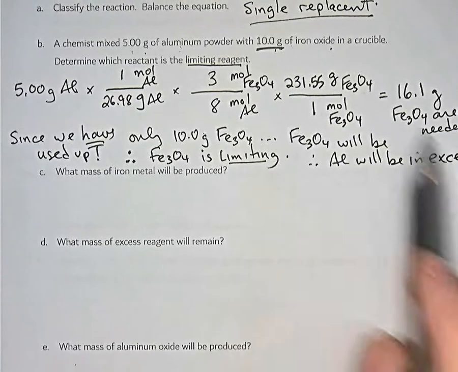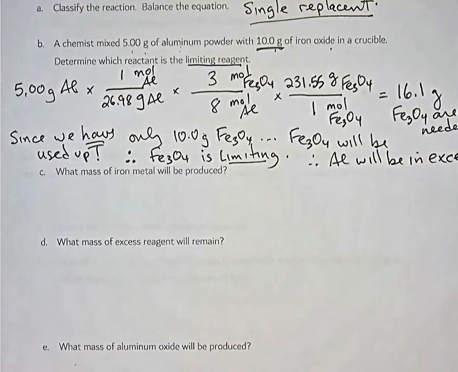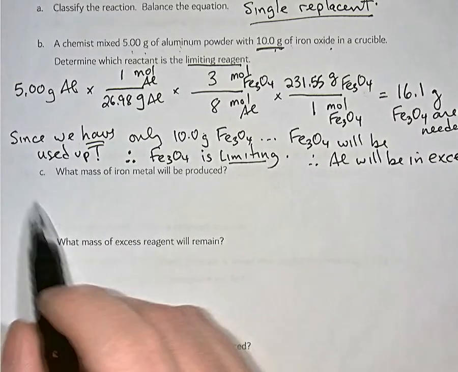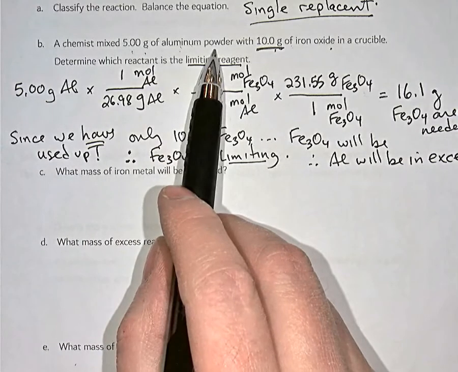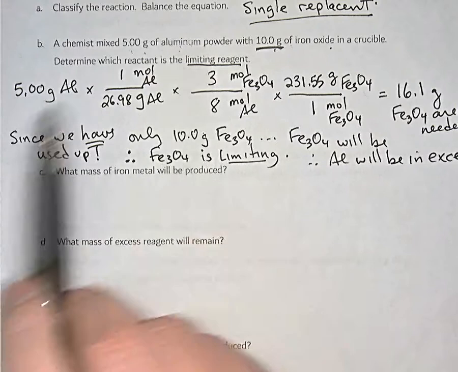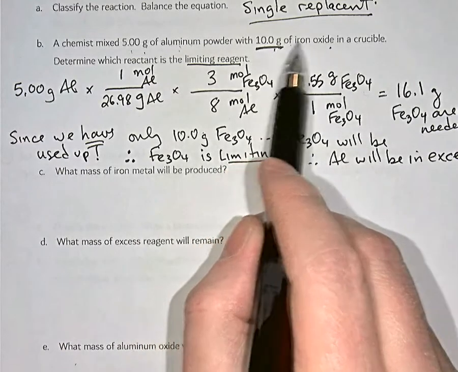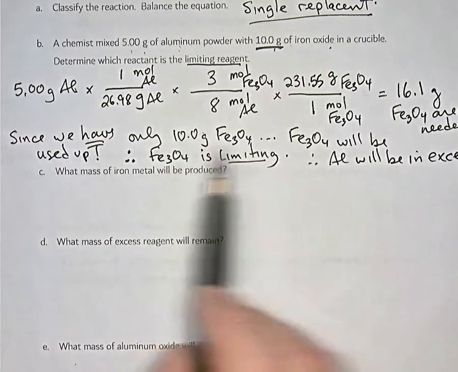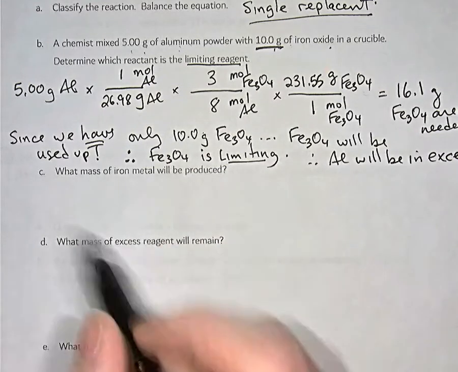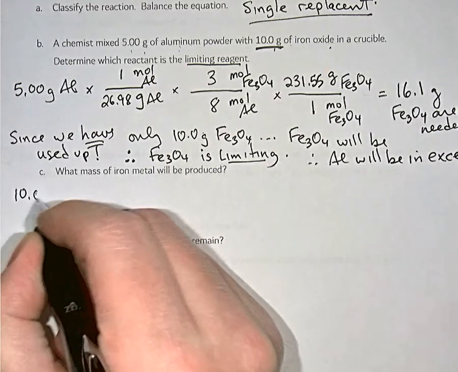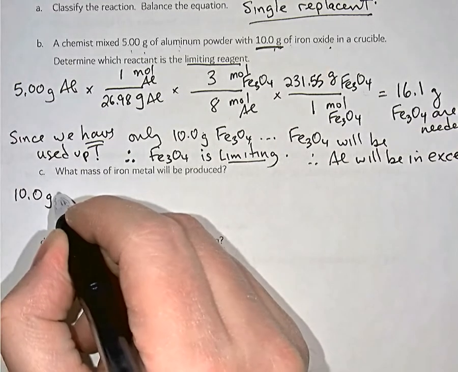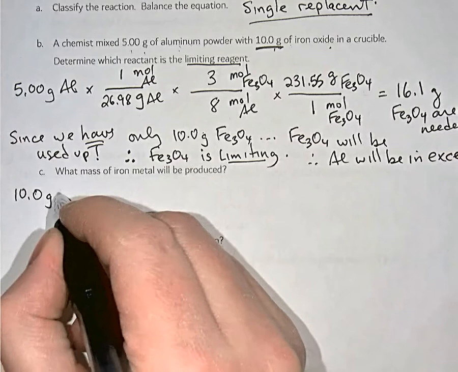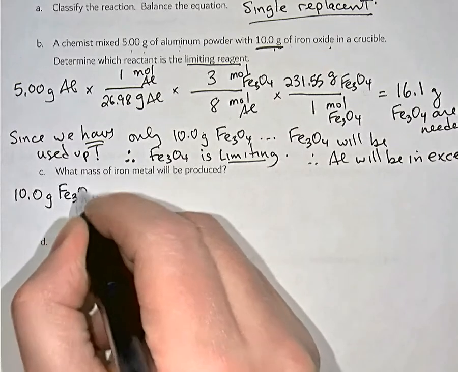So the reason we figure out the limiting reagent is so that when we want to know how much iron would be produced, we can now know that we're going to start that calculation not with the aluminum up here. We don't care about the 5 grams of aluminum. We're going to start with the 10 grams of iron oxide, because the iron oxide was our limiting reagent. So when you are calculating how many grams or how many moles of product can you make, you need to use the limiting reagent as your starting point.